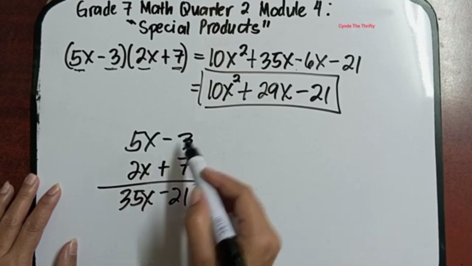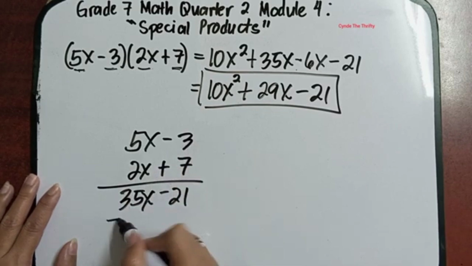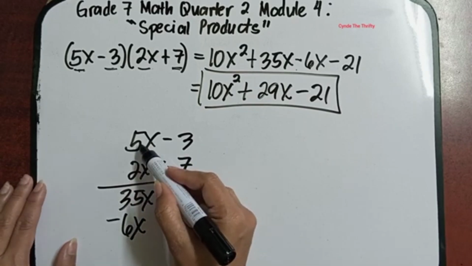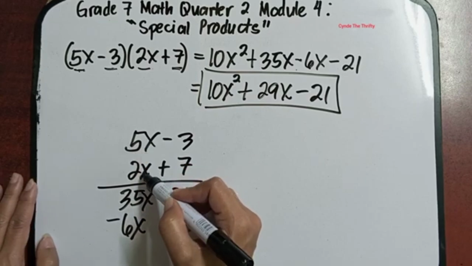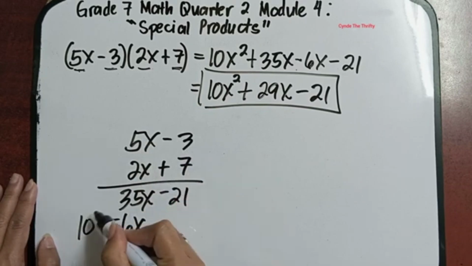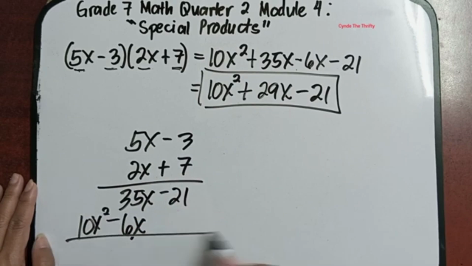And then 2x times negative 3 is equal to negative 6x. 2x times 5x, 2 times 5 equals 10. Tapos kopyahin natin si x. Si x times x is equal to x squared. So 10x squared. Okay.